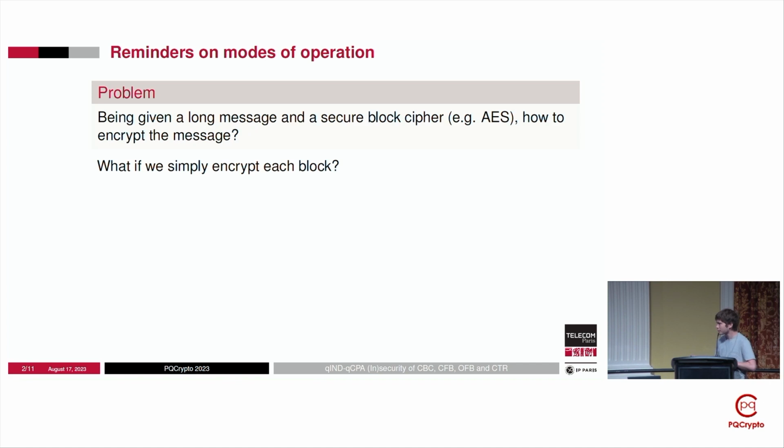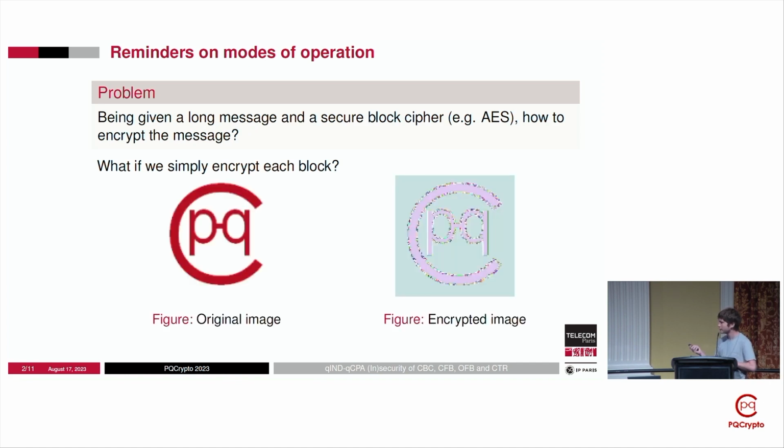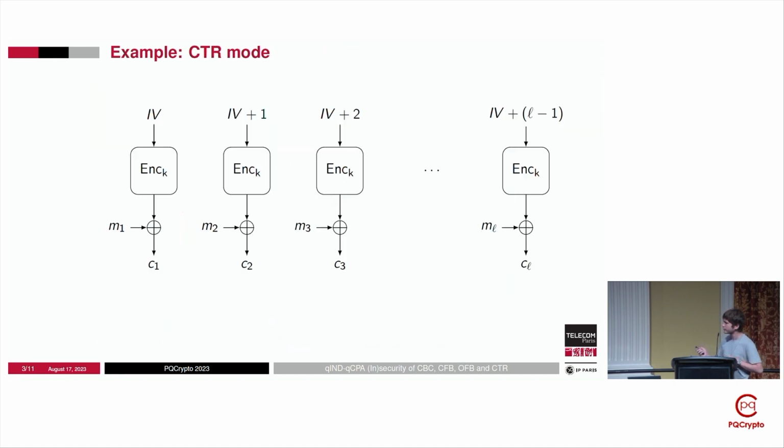If you're familiar with modes of operation, you know that this yields a very, very insecure scheme because it's not randomized. It clearly keeps patterns in the data. So the modes we will consider are secure with respect to most security notions we can think of. For instance, the CTR mode works like this.